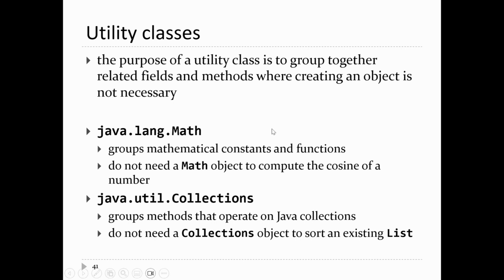The reason they are used, though, is to group together related fields and methods where creating an object is not necessary. Math groups together mathematical constants and mathematical functions. If I want to compute the cosine or the sine of an angle, I don't need a Math object to do that. Collections groups together methods that operate on the Java collections, so lists and sets. I don't need to make a Collections object to sort a list.